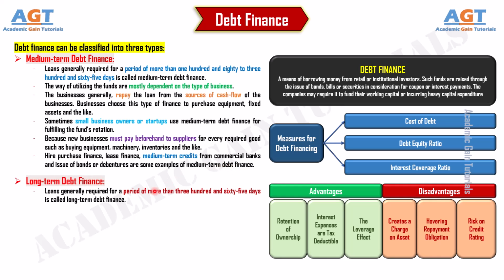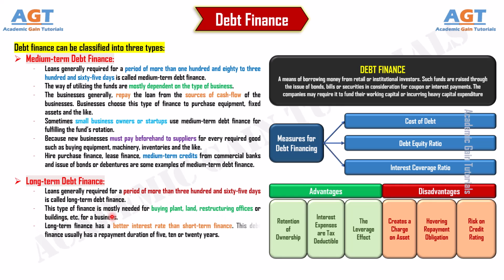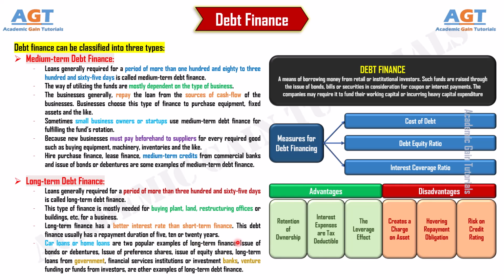Long-term debt finance. Loans generally required for a period of more than 365 days are called long-term debt finance. This type of finance is mostly needed for buying plant, land, restructuring offices or buildings, etc. for a business. Long-term finance has a better interest rate than short-term finance. This debt finance usually has a repayment duration of 5, 10, or 20 years. Car loans or home loans are two popular examples of long-term finance. Issue of bonds or debentures, issue of preference shares, issue of equity shares, long-term loans from government, financial services institutions or investment banks, venture funding or funds from investors are other examples of long-term debt finance.